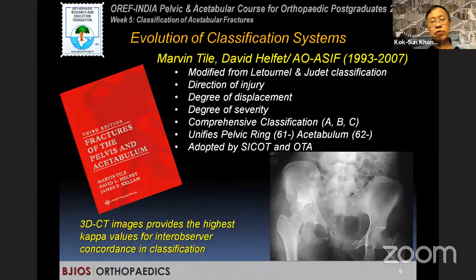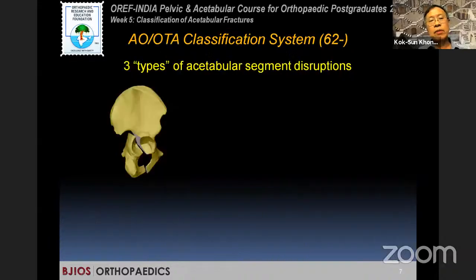And if you try to look at the complexity of this, which can give you something like 2,000 or 3,000 varieties by classification, the best is to use a 3D CT to provide the highest inter-observer concordance if you are trying to describe a fracture pattern by classification. So we go through the AO-OTA classification 62 for acetabulum.